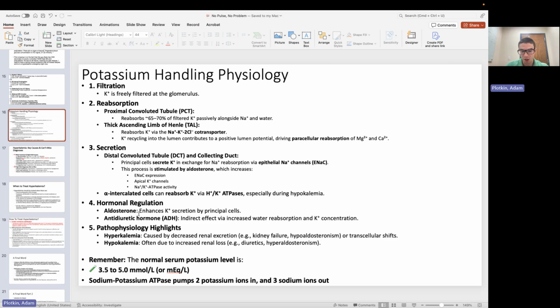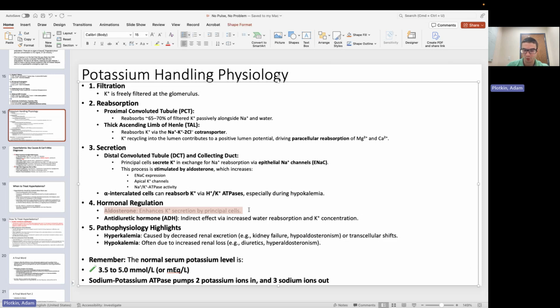Hormonal regulation, I already talked about aldosterone. Antidiuretic hormone has more of a passive effect, just because it's going to increase water reabsorption, and so that can mess with potassium concentration a little bit. But really, if you're going to remember a hormone that has to do with potassium, it's going to be aldosterone. Okay. Aldosterone keeps sodium and water, pumps out potassium and H+. So pathophysiology highlights: when I'm thinking about hyperkalemia, it's usually caused by decreased renal excretion. So maybe the patient has kidney failure or low aldosterone, right?